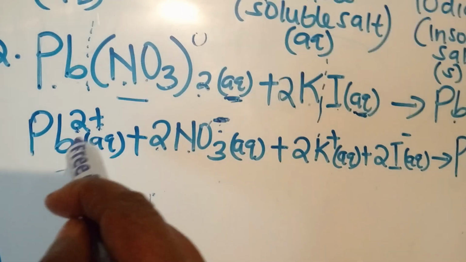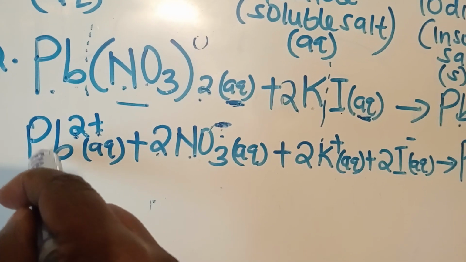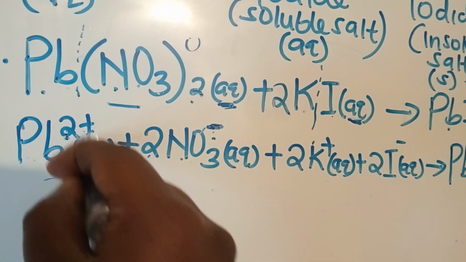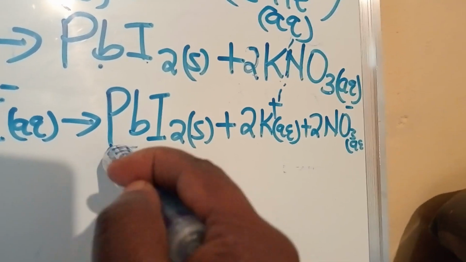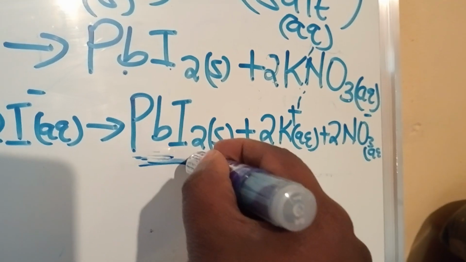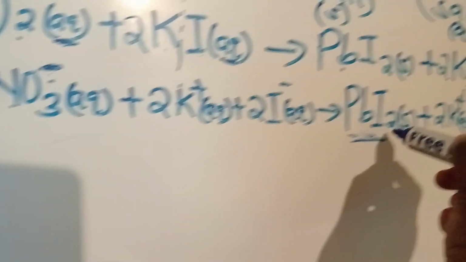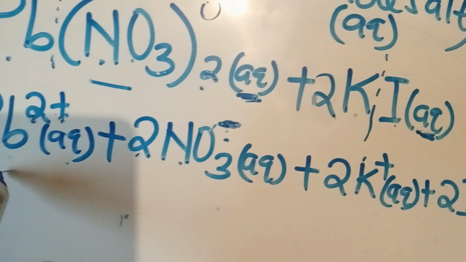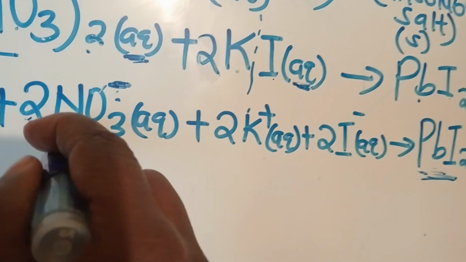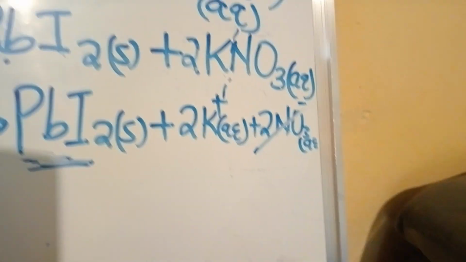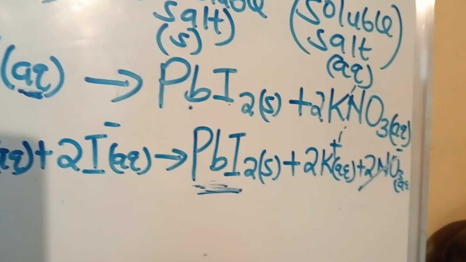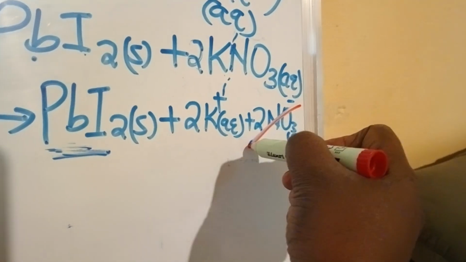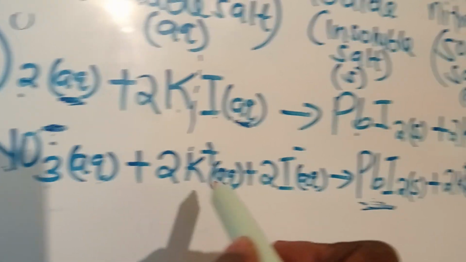So let us begin with lead 2. When you check at lead 2, it is Pb 2 positive aqueous. When you look at it in the product side, it has already changed. It is already combined with the iodide. So this one we cannot cancel. Then we have 2 NO3 negative aqueous. The other side it is still the same, so you cancel it. So you cancel it, and this time we can use a different ink to do the cancelling.